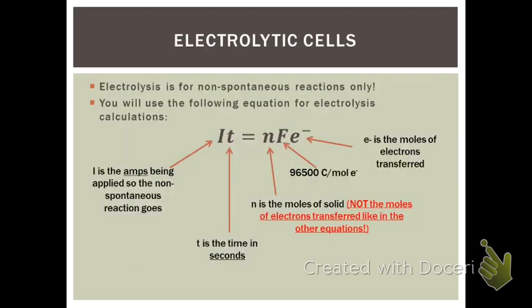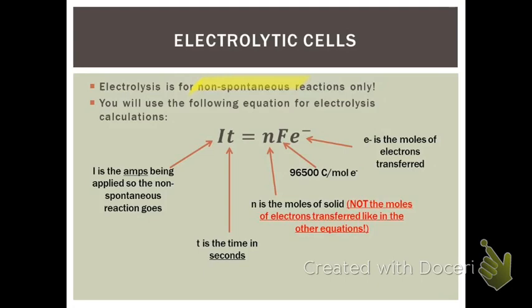Okay, now, everything we've talked about in this chapter has mostly been galvanic or voltaic cells, but let's talk about electrolytic cells. Electrolysis or electrolytic cells are when you have non-spontaneous reactions only. Remember, non-spontaneous. You will use the following equation only for those that are non-spontaneous. What is this equation? I call it I t equals n F E.